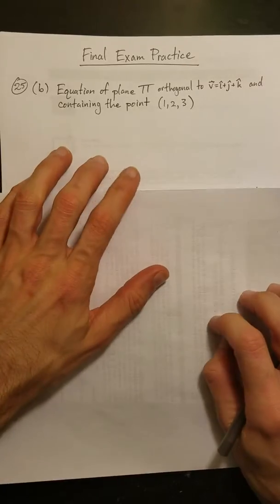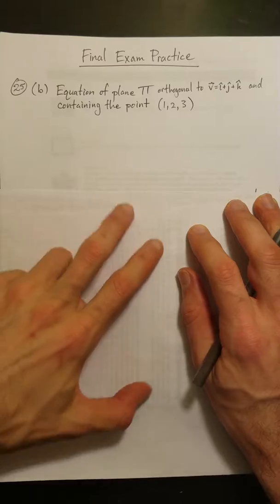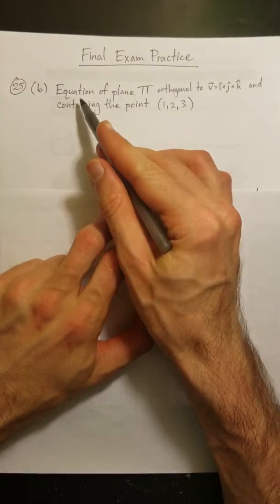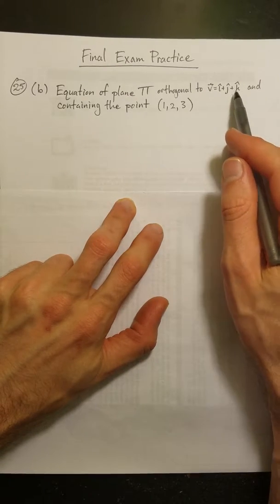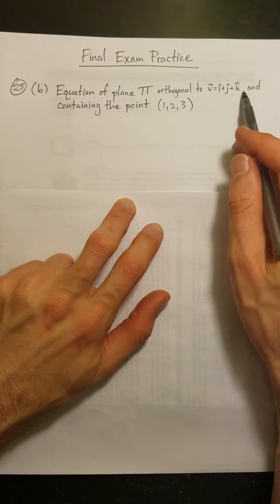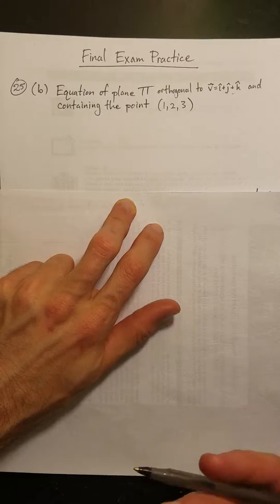All right, so we are quickly approaching the grand finale. We're on question 25, part B of the final exam practice. We want to find the equation of this plane pi that's orthogonal to this particular vector v, which is given by i plus j plus k, or in other words, component-wise, it would be (1, 1, 1).